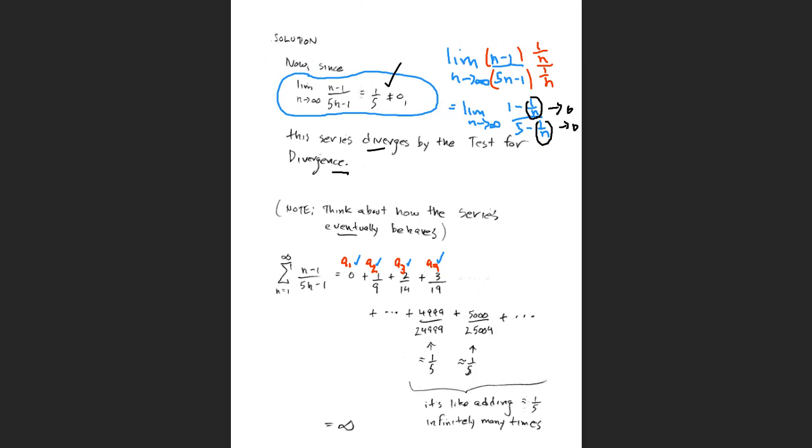You know, the second term, how do we get a ninth? That's easy. You're taking 2 minus 1 divided by 5 times 2 minus 1, and you get a ninth. And now here, this 4,999 over 24,999, what term is that? That's a sub what? That's right. A sub 5,000. That's right, Yonatan.